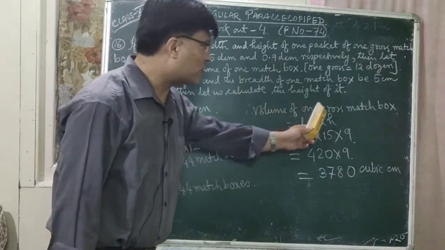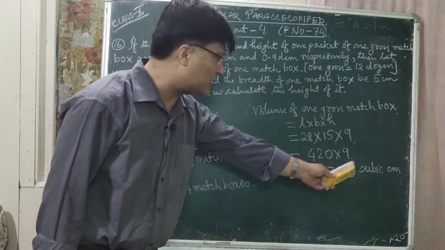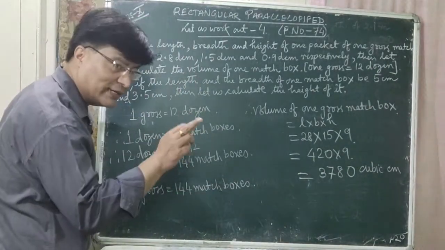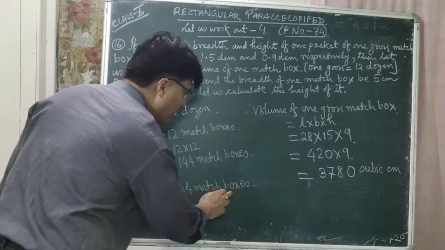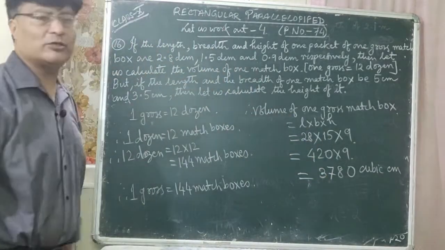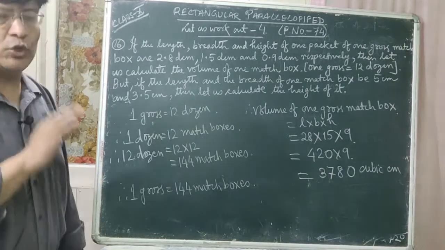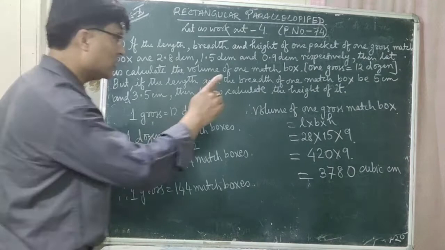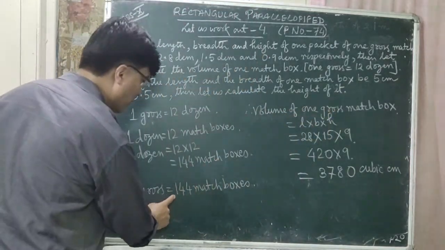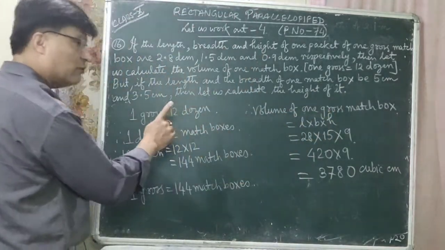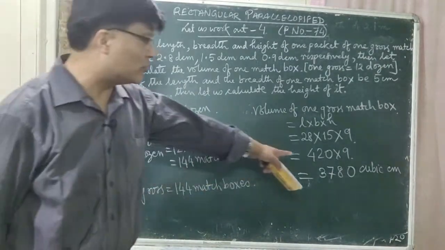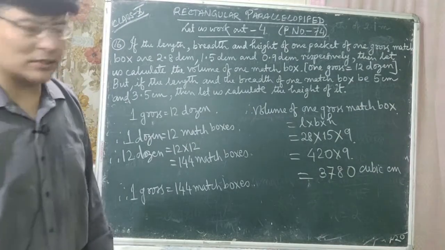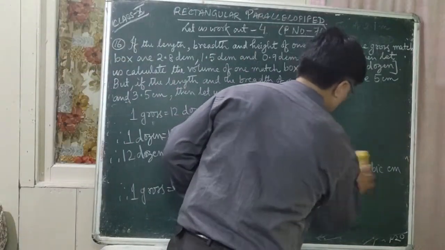Now volume of 1 gross match box is equal to 3780 cubic centimeter. That is, 1 gross is equal to 144 match boxes. That is, the volume of 144 match boxes is equal to 3780 cubic centimeter. So from here you can get the volume of only one match box. So this means that 1 gross is equal to 144 match boxes. So volume of 144 match boxes is equal to 3780 cubic centimeter. So I think you have understood it. So let us write it here now.